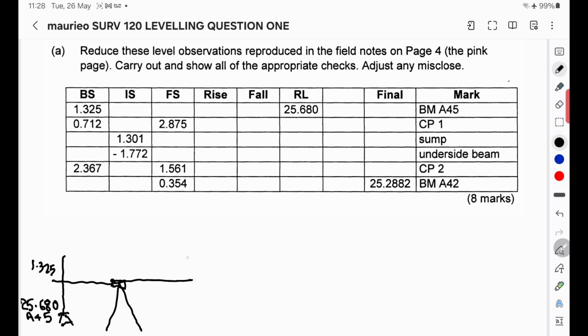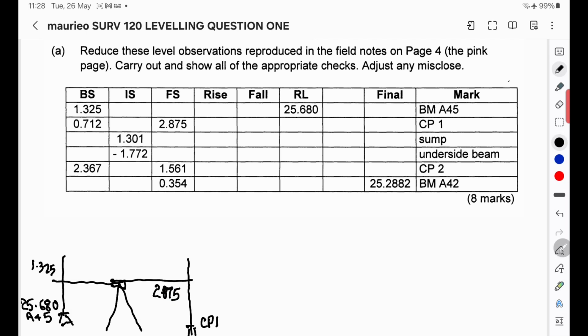And then we go to our foresight. Now for our foresight, we can see that it's longer than the backsight, and it's a change point, Change point 1. And it's lower, and our reading there is 2.875.